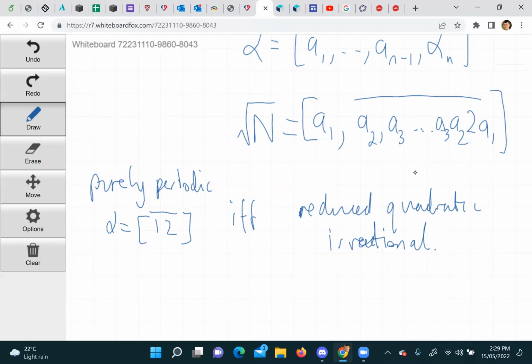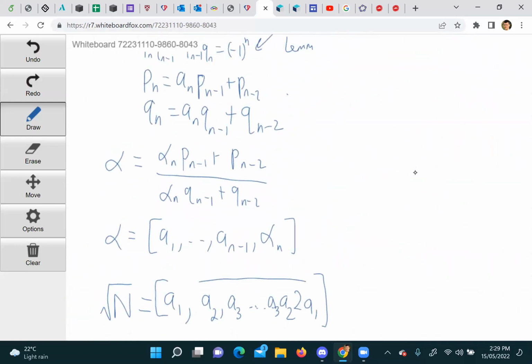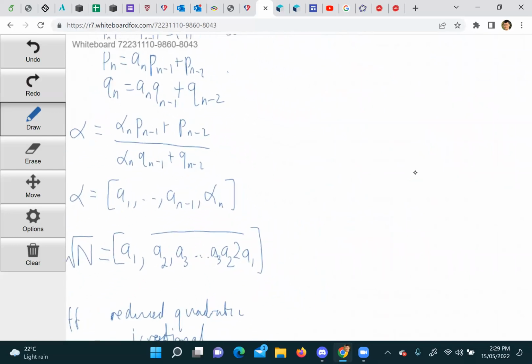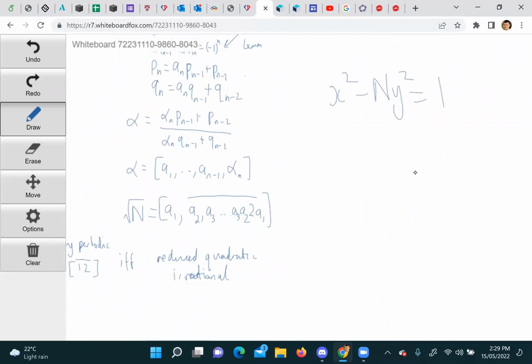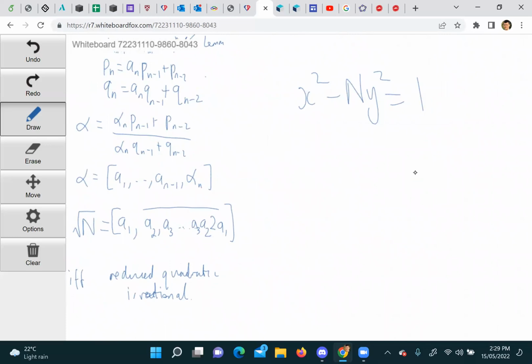1, 2, 1, 2. Because we kind of used it to prove that the root n has this. And for Pell's equation, hopefully we only just need root n, right? So what is Pell's equation? Pell's equation is x squared minus ny squared equals 1, right? So how do we solve this equation? So basically the goal right now is just to find any solution, and then I'll explain how to get all the other solutions.